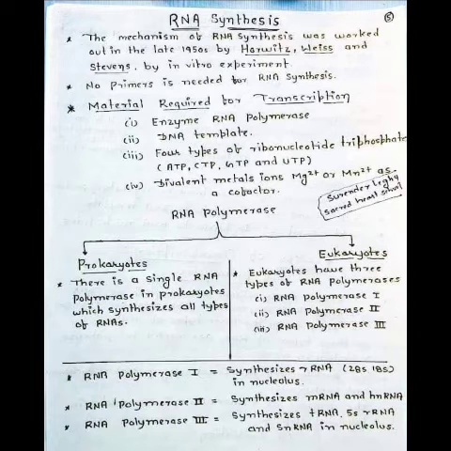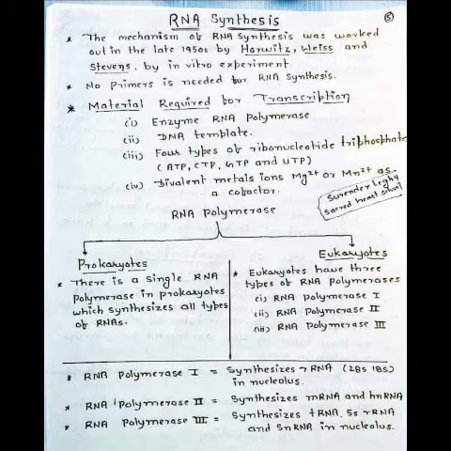Now the next is RNA synthesis. The mechanism of RNA synthesis was worked out in the late 1950s by Hurwitz, Weiss and Stevens by in vitro experiment. No primer is needed for RNA synthesis basically, right? Primers are nucleotide sequences that initiate the process. So in RNA synthesis there is no need of primer. The materials required for transcription are the enzyme RNA polymerase, DNA template, 4 nucleotides, and a divalent metal which acts as a cofactor.